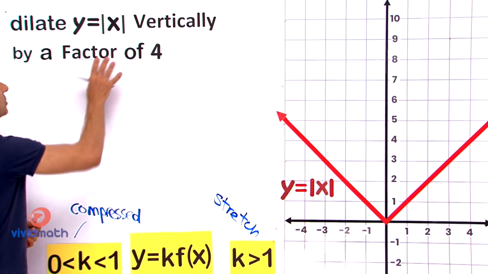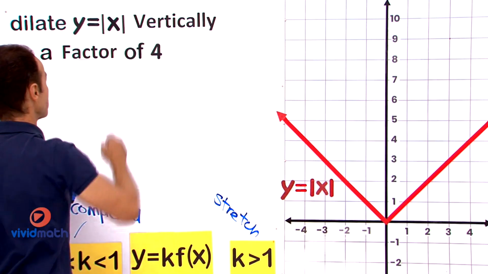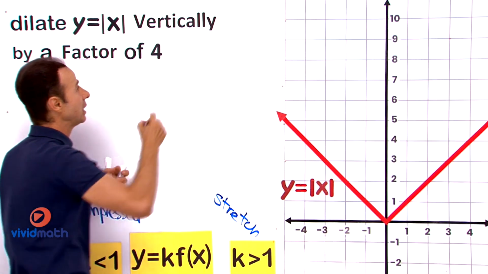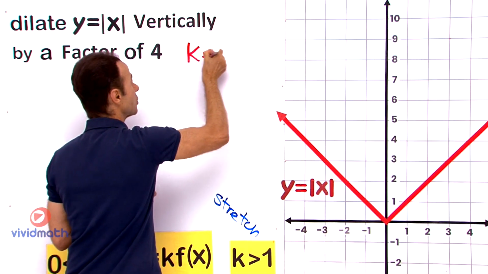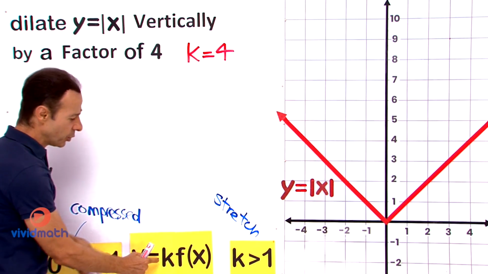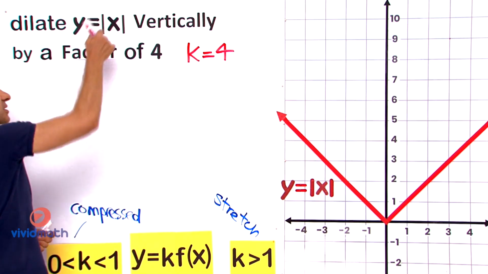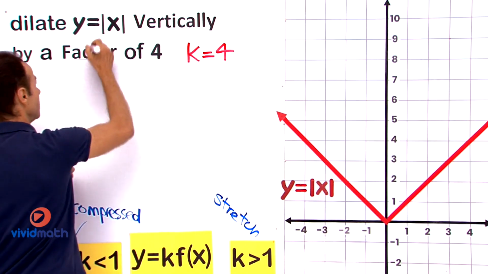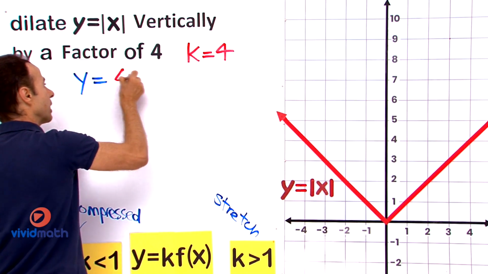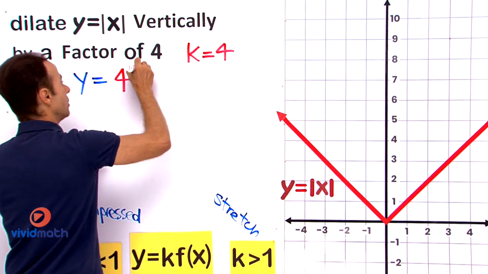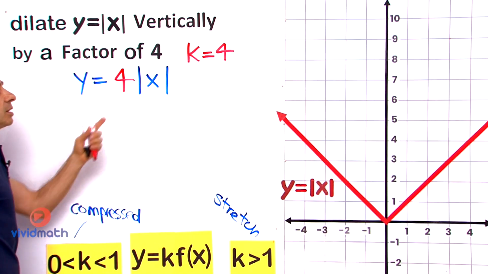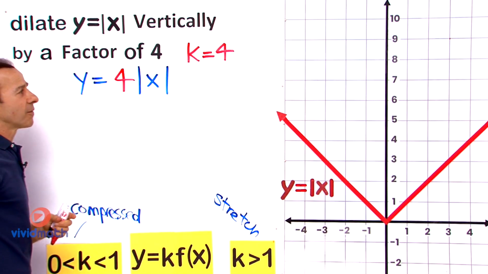So let's have a look at this particular example. We've got y equals the absolute value of x, and the vertical dilation factor is 4. So clearly we can write down k equals 4. That's this guy right there. And we take the 4 and we put it in front of the function. So now it's going to be y is equal to 4, I'll put it in red, 4 absolute value of x. That's our new function right now, 4 times the absolute value of x.